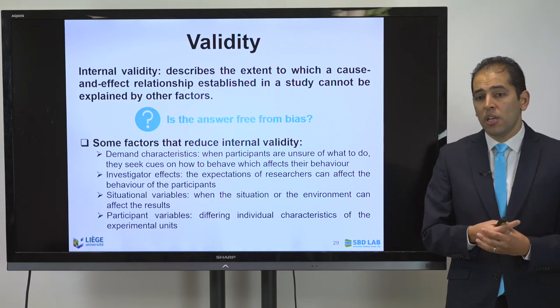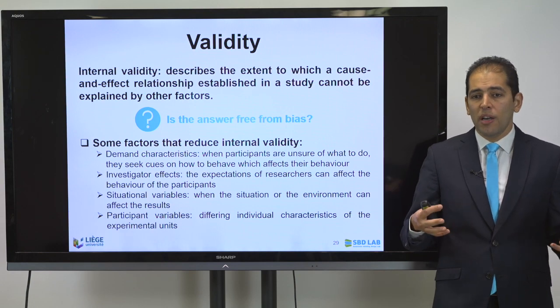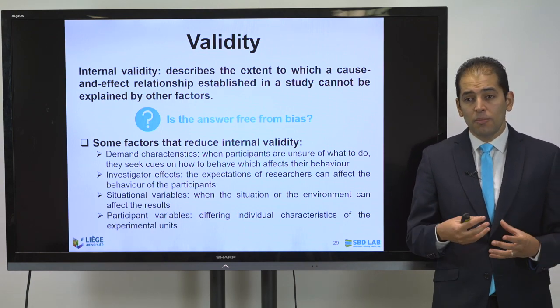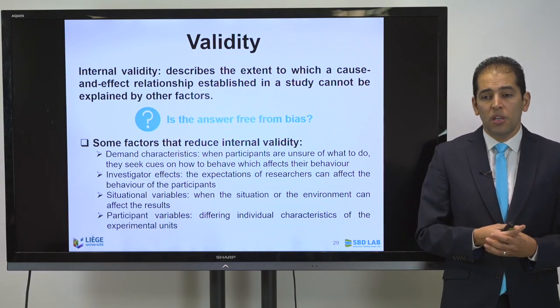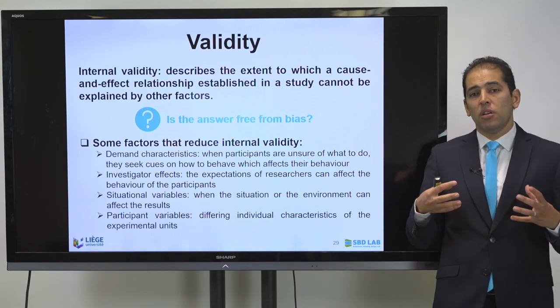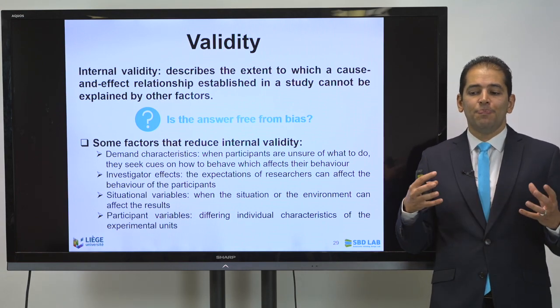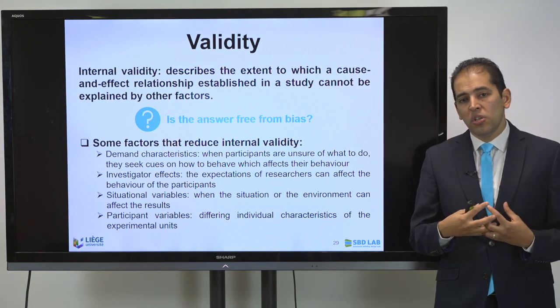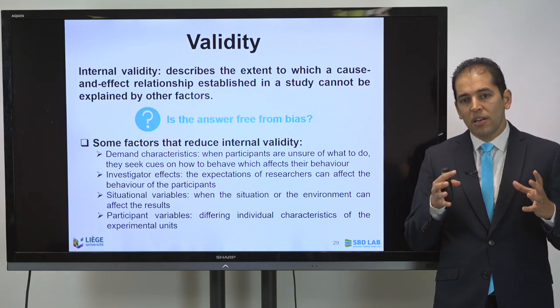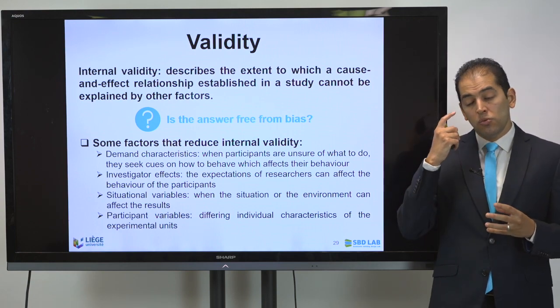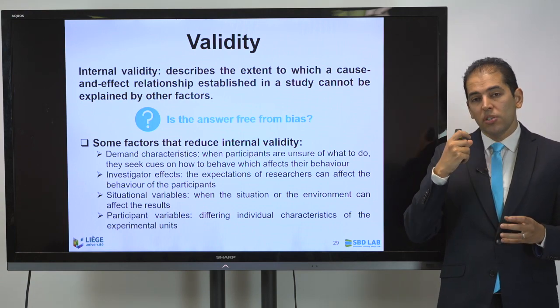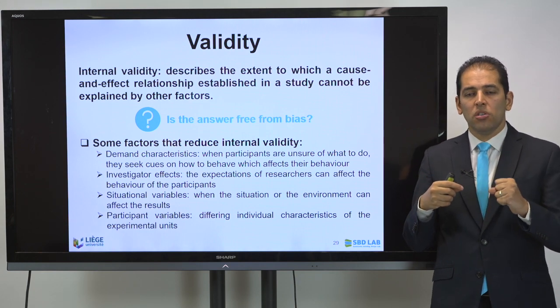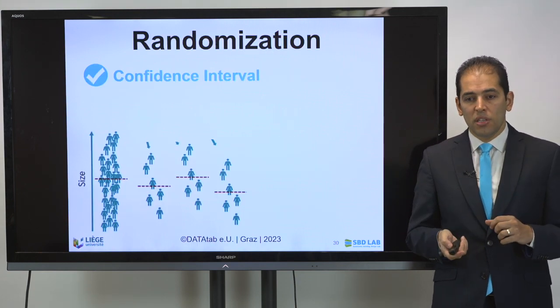The situational variables, the climate, the environment, and the participant variables themselves, the differences between individuals, because again, we are not in an experimental setting, we are in a real world setting. So the only way to improve the internal validity is to take care of these four aspects and to try as much as possible to make sure that we have our hands on the factors that influence the results.